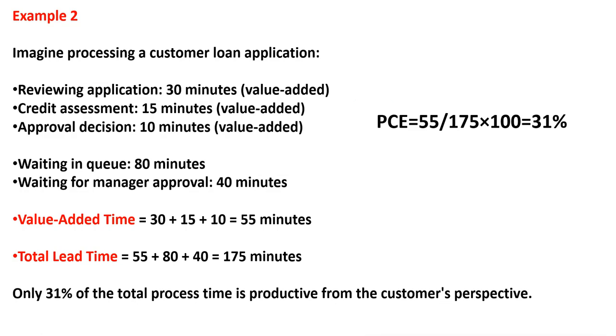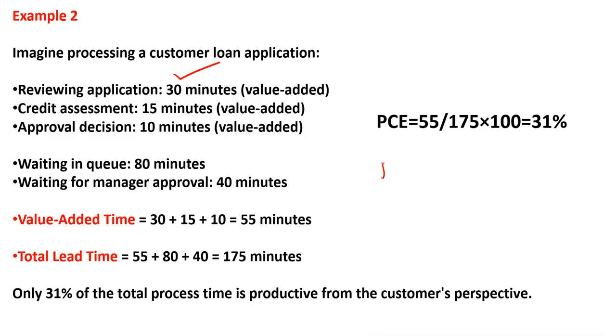Here I have written one more example, then we will solve the questions related to PMP. Imagine processing a customer loan application. Suppose you have applied for the loan. Reviewing the application is 30 minutes, credit assessment is 15 minutes, approval decision is 10 minutes. Or simply suppose you have applied for a credit card. So 30 plus 15 plus 10 equals 55, which is the value added.